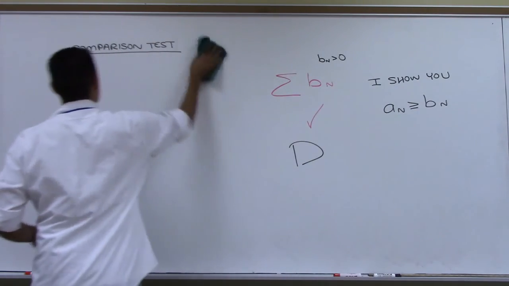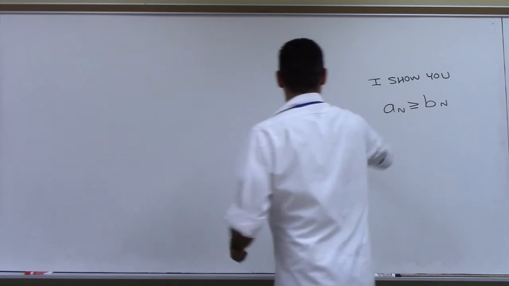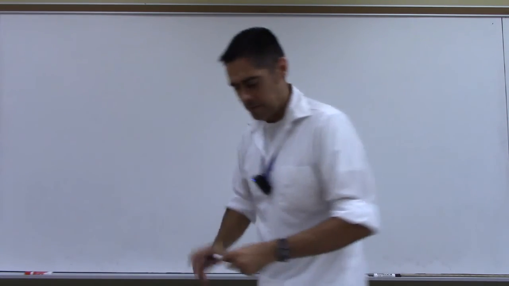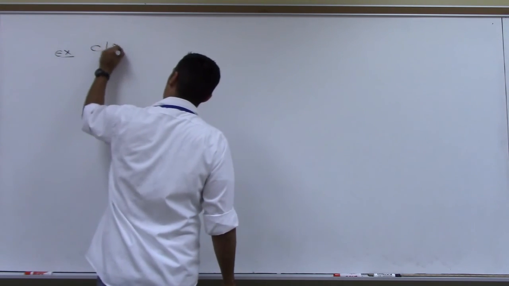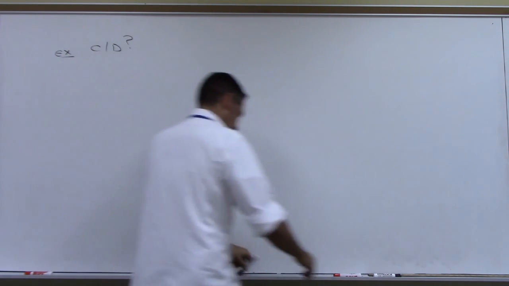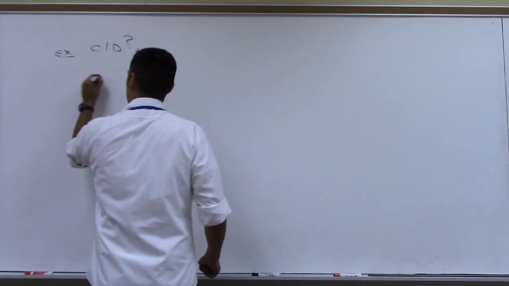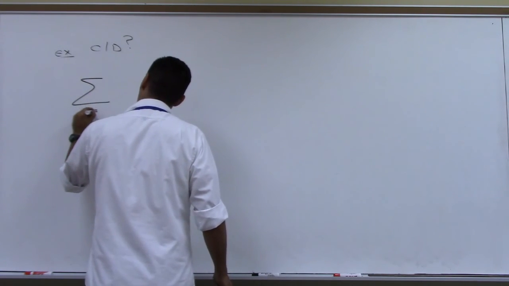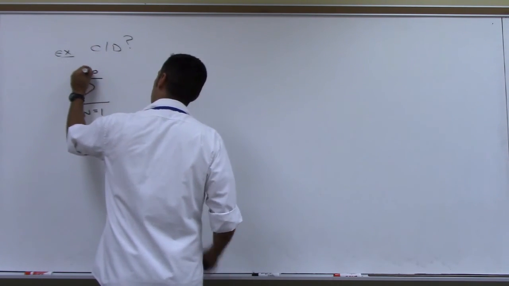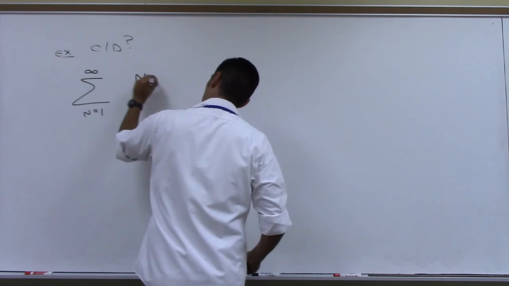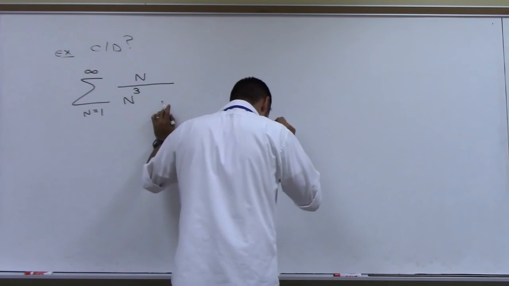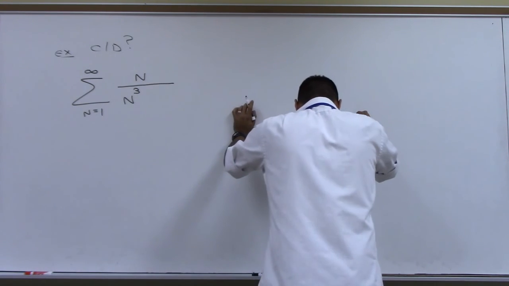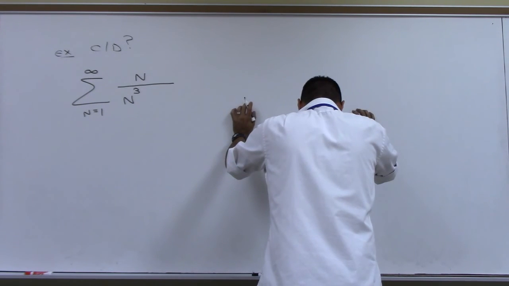Are you ready? Okay. I know you're ready, so here we go. Converge or diverge? Sum, n equals 1 to infinity, n over n cubed... hold on.